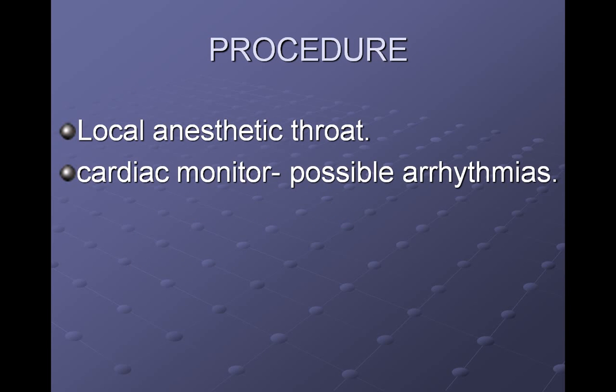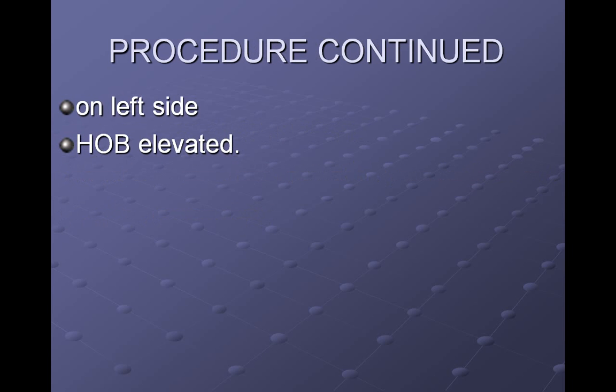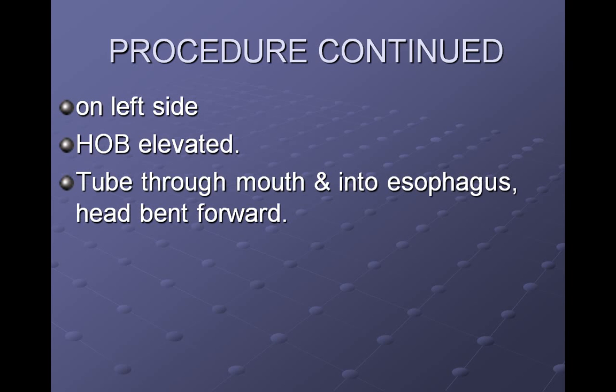Cardiac monitoring is done because arrhythmias may occur. Pulse oximetry is done to monitor the pulse oxygen saturation. The person is positioned on their left side, head a bit elevated to help reduce aspiration. The tube is placed through the mouth into the esophagus, head bent forward. And as needed, meds can be given to the patient as ordered.